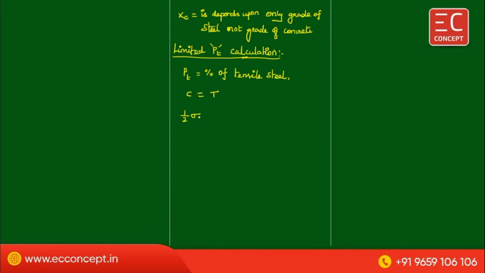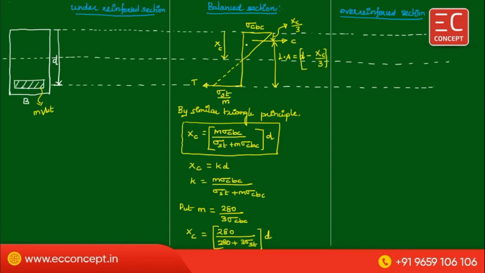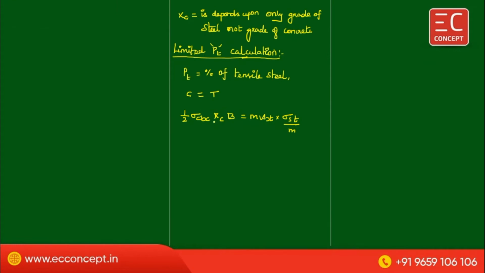1 by 2 sigma CBC into XC into B, which is equal to M into AST into sigma ST by M. Stress into the area. This is the stress, this is the area. And compressive force C is the area of the stress block, half into base into height. The stress block is acting throughout the width of the beam. Therefore, I multiplied that also.